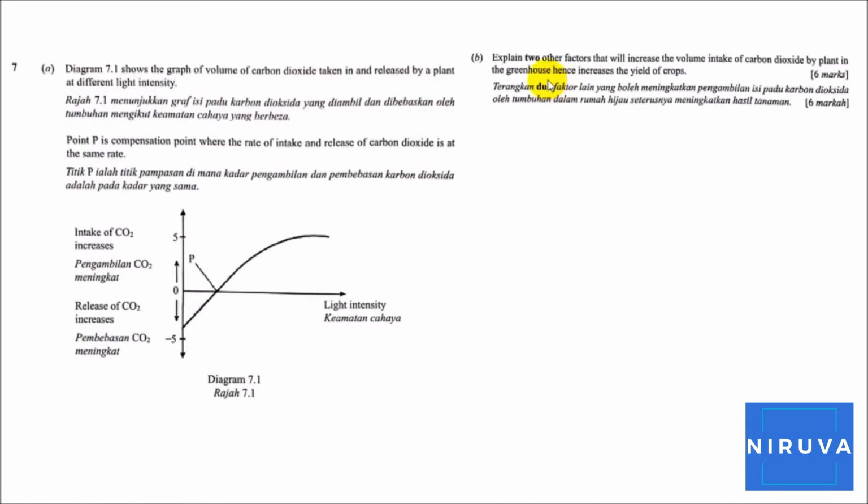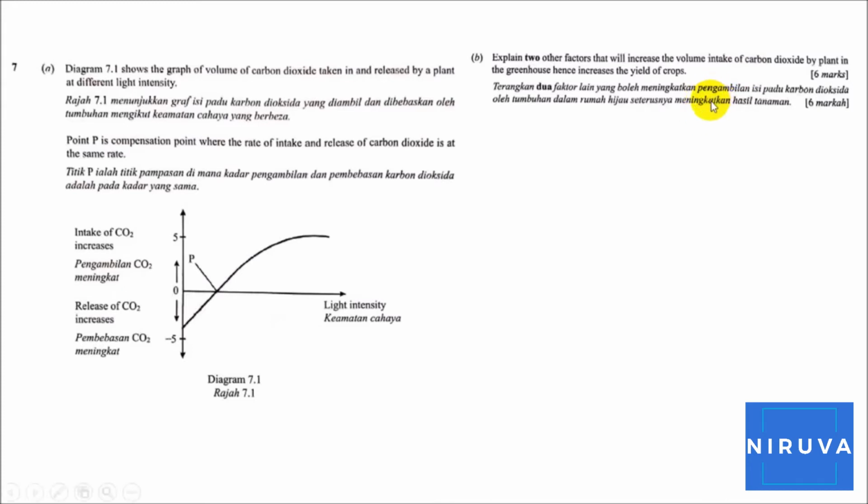Okay, B, explain two other factors that will increase the volume intake of carbon dioxide by plant in the greenhouse that increase the yield of crops. Just now we discussed that intake of carbon dioxide by plant is maintained at high level by the presence of continuous light, meaning that the temperature plays a huge role in plants' efficient growth.